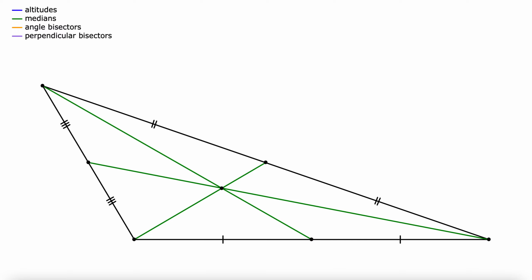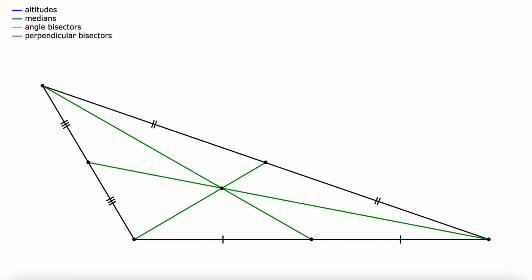A median is a line segment drawn from a vertex to the midpoint of the side opposite the vertex. A triangle has three medians, which intersect at a single point called the centroid, typically denoted by the letter G. If the triangle were a physical object made of a uniform material, it would balance perfectly at its centroid. This is why the centroid is also called the center of mass, or the balance point of the triangle.